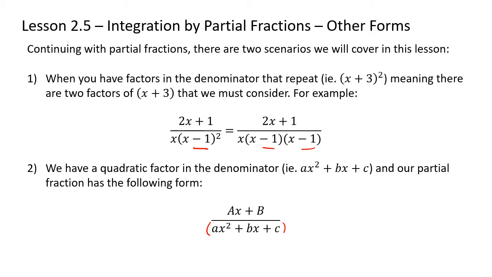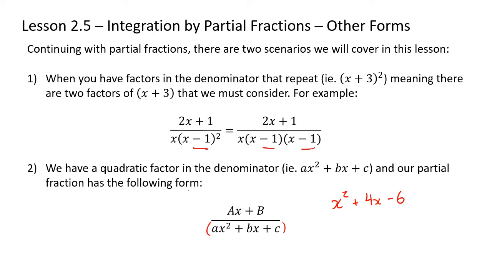Scenario 2 is if we have a quadratic, okay? So something like ax squared plus bx plus c, and we cannot factor it any further. An example of this would be x squared plus 4x minus 6. We can't factor that with factors that add up to positive 4 and multiply to negative 6. So you can't factor that any further.